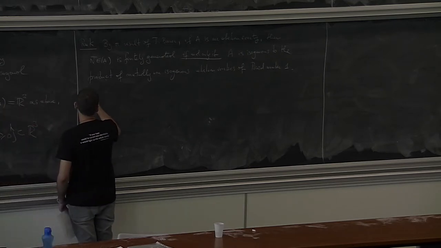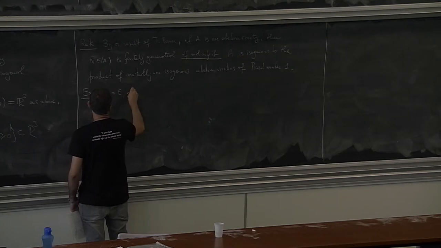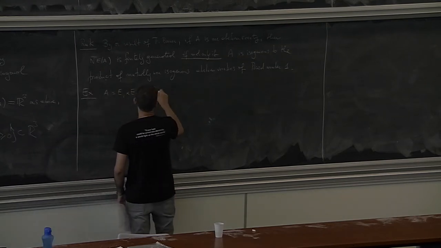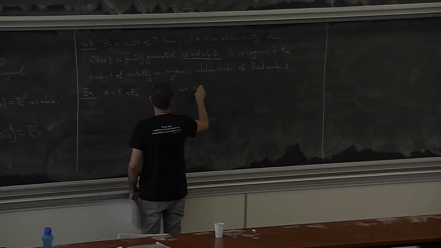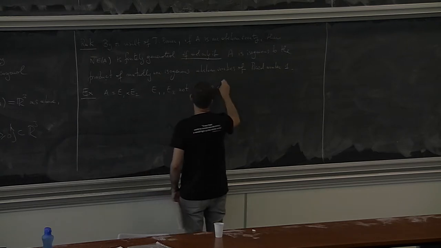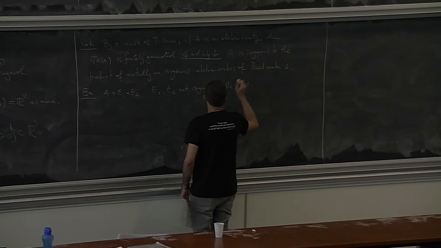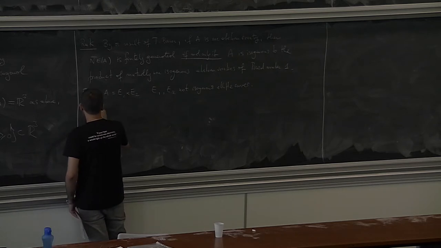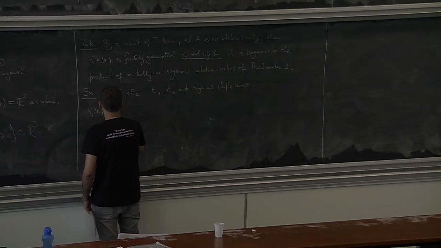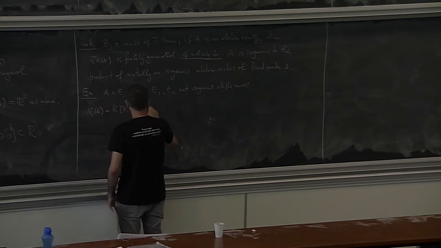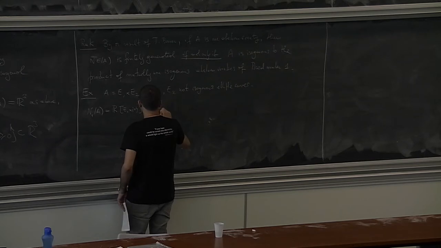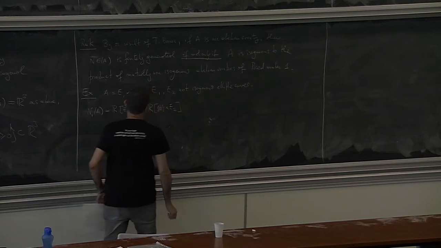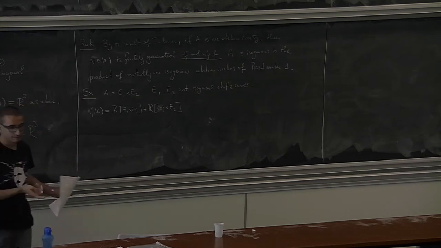Example, take A1 times A2, with A1, A2 non-isogenous elliptic curves. Well, in this case, there is no correspondence. So the only possibility, then N1 of A is just generated by A1 times 0 plus 0 times A2. And so in this case, we have a cone in R^2, which is clearly finitely generated.